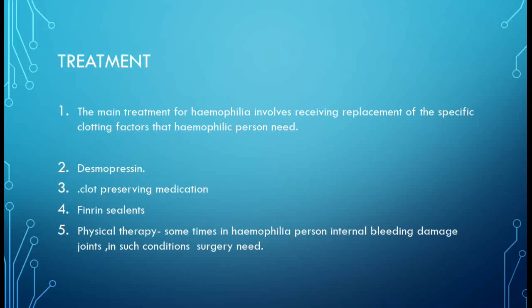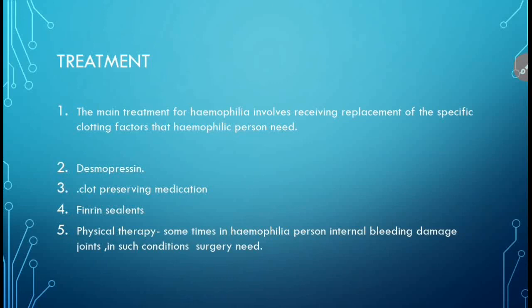In some forms of mild hemophilia, this hormone, desmopressin, can stimulate your body to release more clotting factor. It can be injected slowly into a vein or provided as a nasal spray. Then the third technique is clot-preserving medication. This medication helps prevent clots from breaking down. Fourth, fibrin sealants. This medication can be used directly on wound sites to promote clotting and healing. Fifth, physical therapy. Sometimes in a hemophilic person, internal bleeding damages joints. In such conditions, surgery is needed. So these are the treatments used for hemophilia.